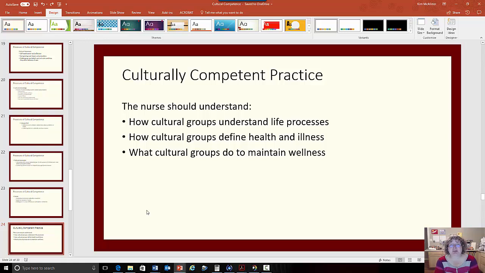What do cultural groups do to maintain wellness? Different cultural groups have different practices. Native Americans may choose to use our current medical system, but they also have shamans and other people involved in their care and in their practices. And we need to understand what those practices are and how those impact our traditional practice.